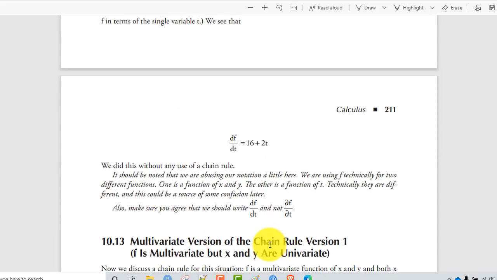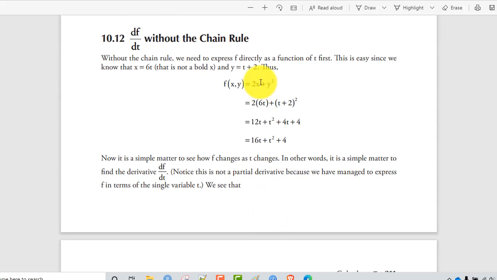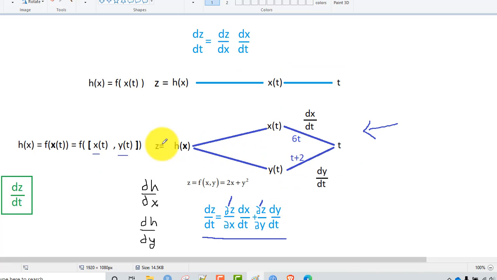So let's see that. Here's the same f, and then we replace x by 6t, replace y by t plus 2, so we get this, and then we can simplify that to this, and now we want to know the derivative of this with respect to t. Notice that this is not a partial derivative, because f at this level only depends on one variable, t. Z at this level only depends on one variable, t.